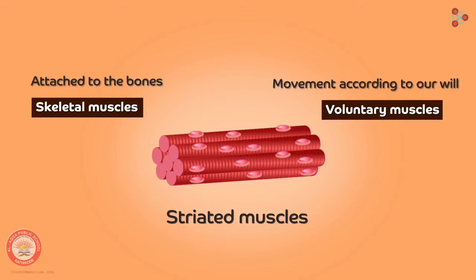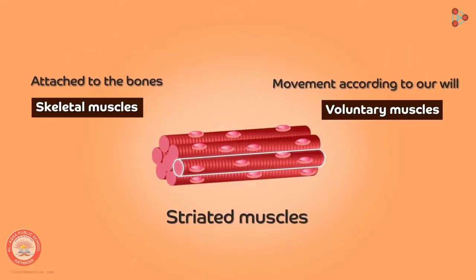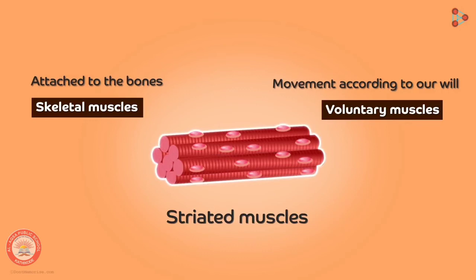Now let us look at the structure of these muscles. They are long and cylindrical in structure. They are unbranched and multinucleated.